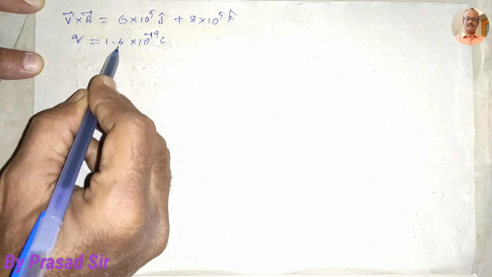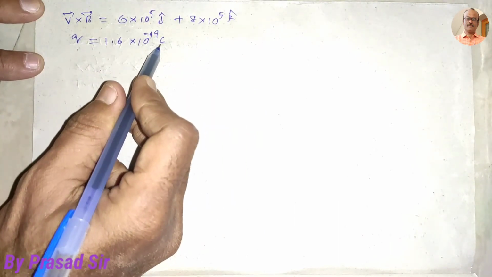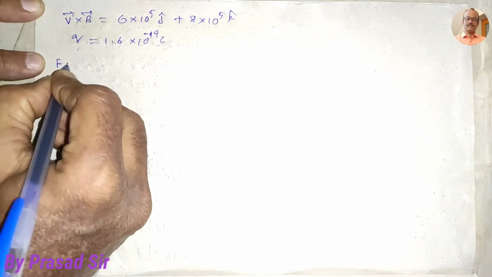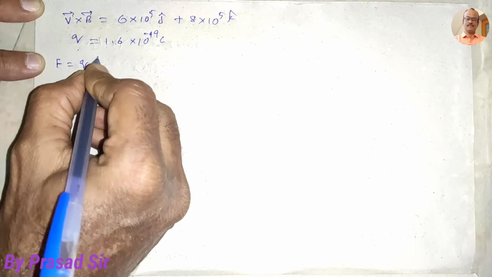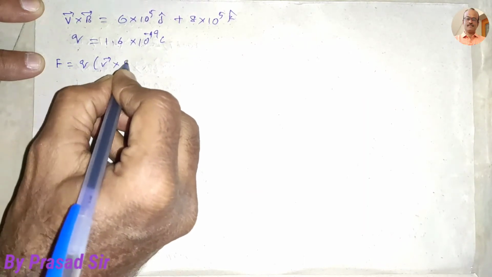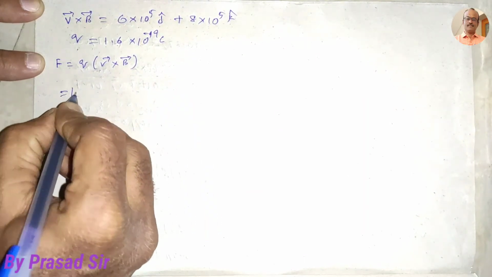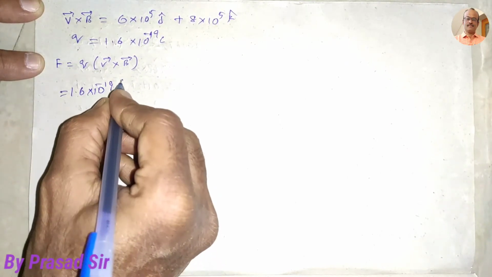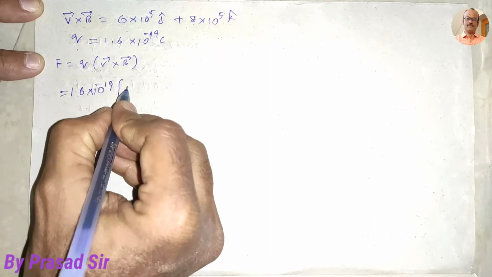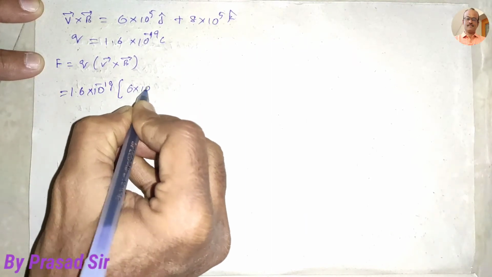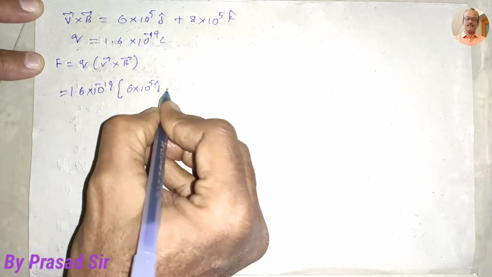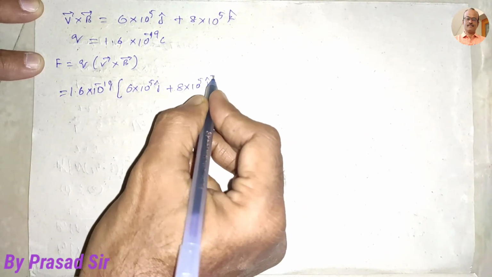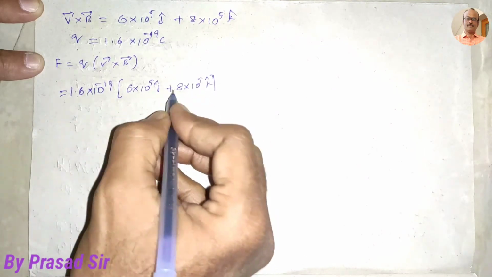Charge Q is equal to 1.6 into 10 to the power of minus 19 coulombs. But which one do we want to calculate here? Force we want to calculate. So here force is equal to charge times V cross B. So what is the charge here? 1.6 into 10 to the power of minus 19 times V cross B. How much here? 6 into 10 to the power of 5 j cap plus 8 into 10 to the power of 5 k cap. So here we want to calculate the magnitude of this.